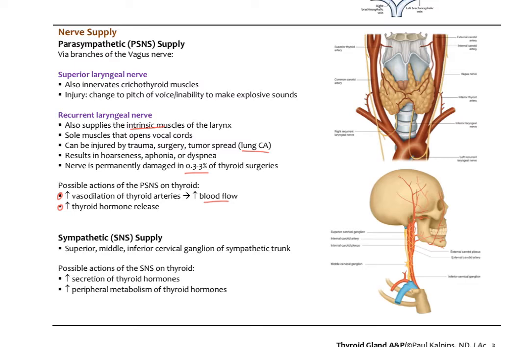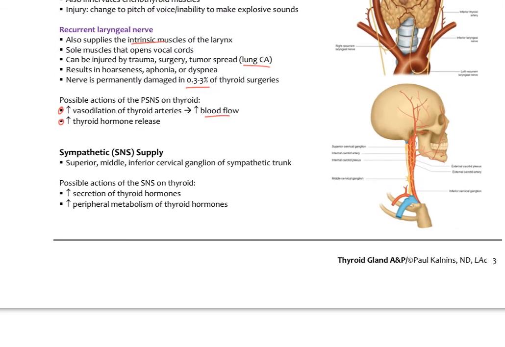With the sympathetics, that innervation is from the superior, the middle, and the inferior cervical ganglion of the sympathetic trunk. So that's all up in the sympathetics in the neck. And we think that this, again, increases secretion of thyroid hormones, and the activation of the sympathetics in general increases the peripheral metabolism of thyroid hormones.